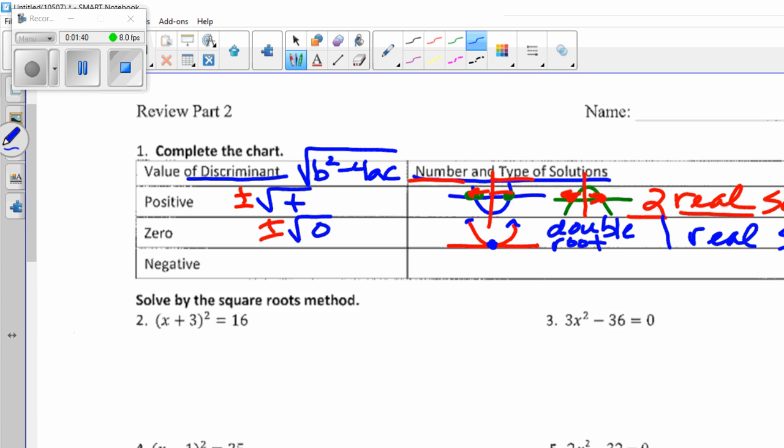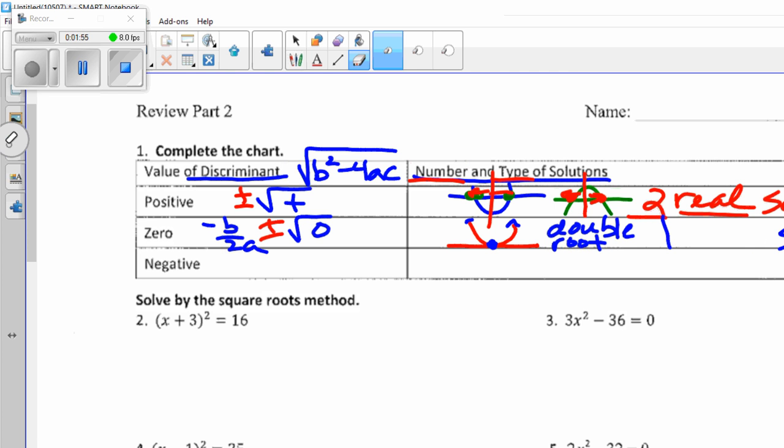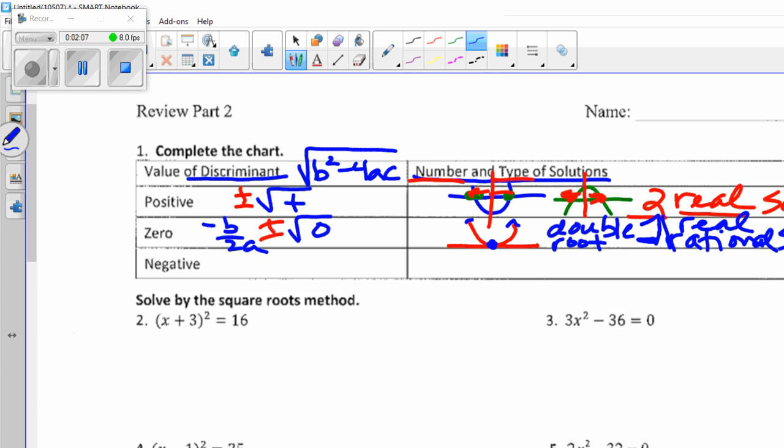And it would actually be rational, because what you're going to have here would be minus b over 2a. And so let's make that one rational solution. It's real and rational. Not only is it real, but you can write it as a fraction. And there's one of them. Hopefully you can read that.